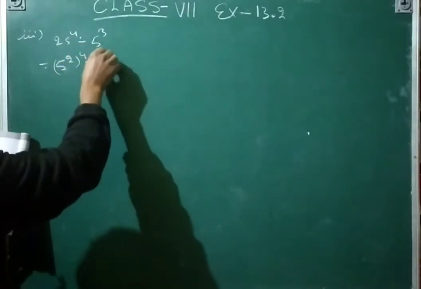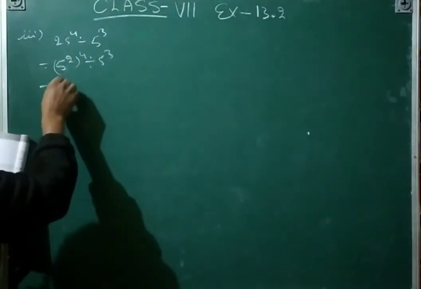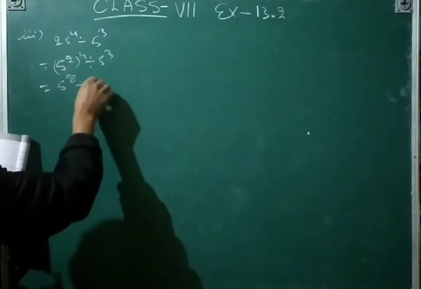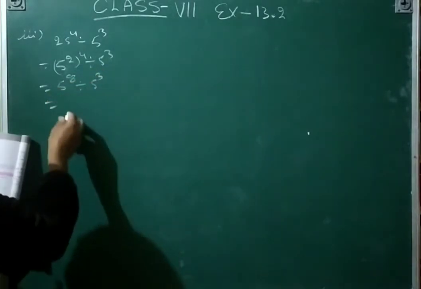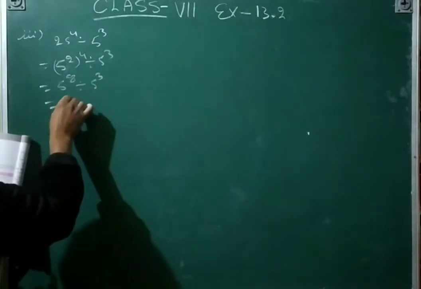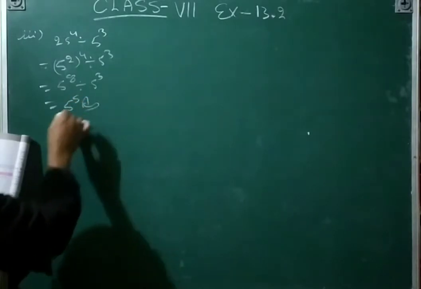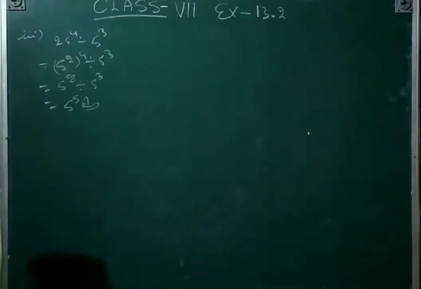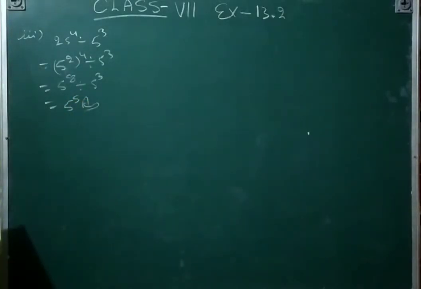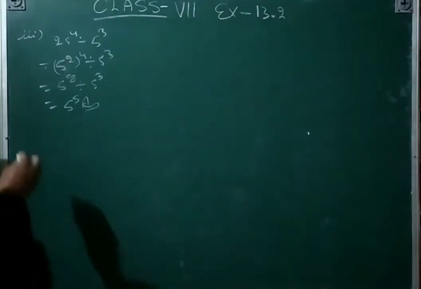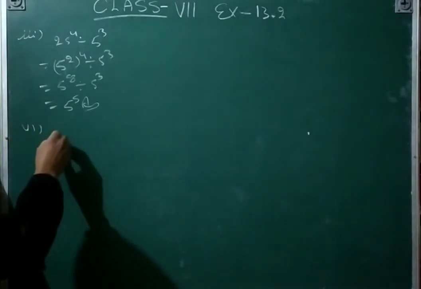And then 4 divided by 5 power 3. So 5 power 8 divided by 5 power 3, so 8 less 3, 5 power 5. Like this also you can do, or you can write in multiply also. And then the fourth, you can do, and the fifth also, no problem.